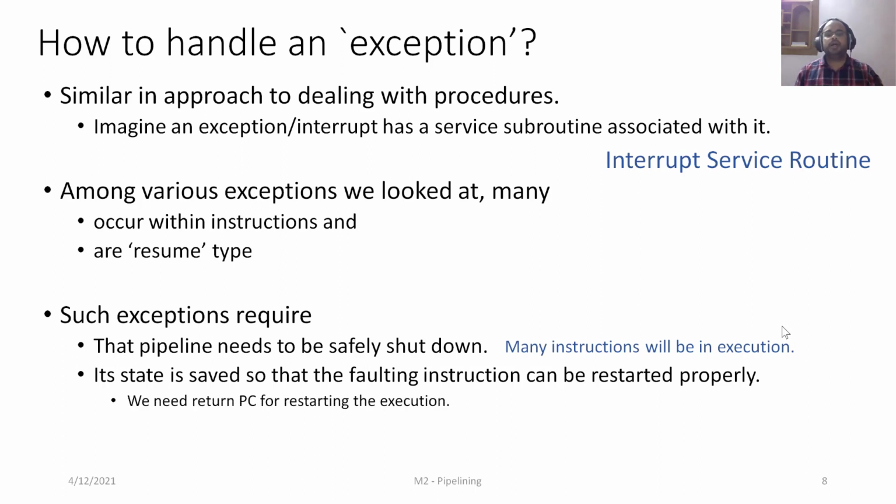Because of that, we need to have the PC. PC is the address of the faulting instruction here, right? And just like we typically use JLR when we want to come back to the caller, in the same way, you can expect that there is a JLR at the end of the interrupt service routine, pointing to the instruction that has originally resulted in a fault.